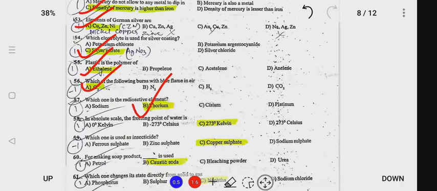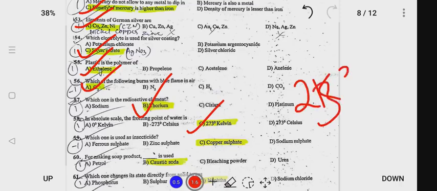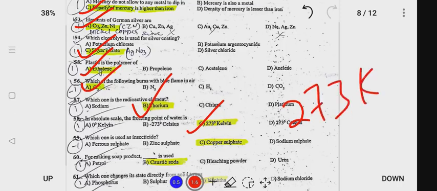Next, on the absolute scale, the freezing point of water is 273 Kelvin, which is equivalent to 0 degrees Celsius. And absolute zero is 0 Kelvin. So remember this, absolute zero is 0 Kelvin.